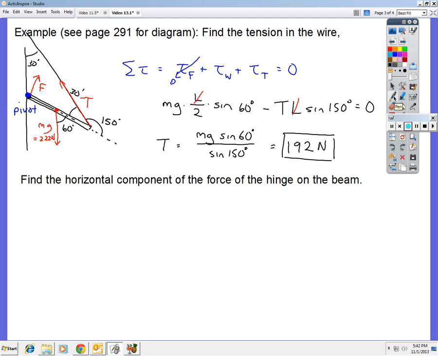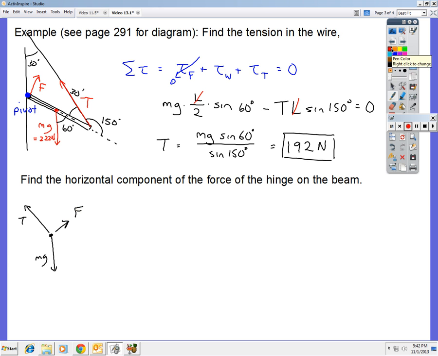Now, part B, we need to find the horizontal component of the force of the hinge on the beam, and then part C will be the vertical component. For this bit, it's going to be a little bit easier if we just make a regular free body diagram, so we have fewer angles to deal with. We've got mg, we know that's 222 newtons. We've got the tension force that points in that direction. We know that it is 192 newtons now. And then we've got some force F that we don't know that points off in that direction, sort of.